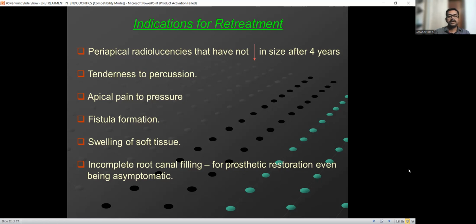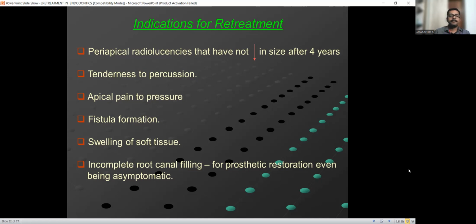Then tenderness to percussion. If your treated tooth is tender to percussion, that's an indication. Then apical pain to pressure. When you apply some pressure on the tooth, there is an apical pain felt by the patient. That's an indication for retreatment. Then fistula formation associated with the treated tooth shows that there is still some infection that is not managed properly, or that it has been reinfected, leading to a fistula formation. That's an indication for retreatment.